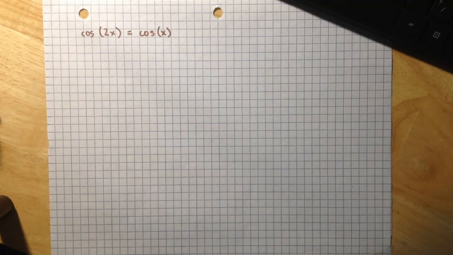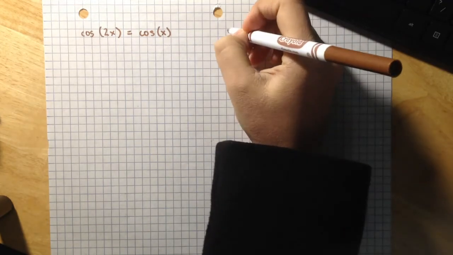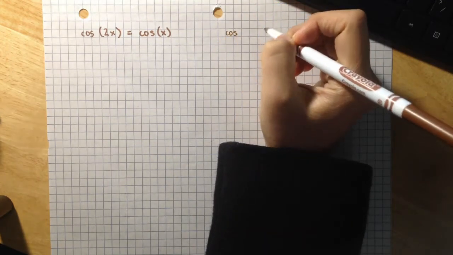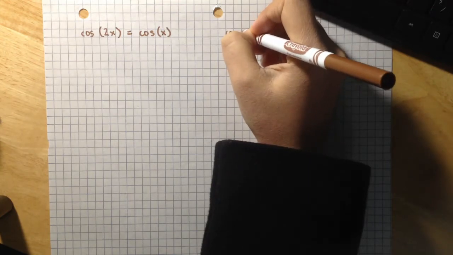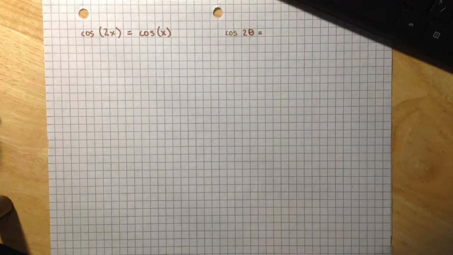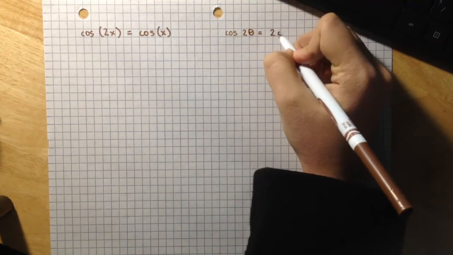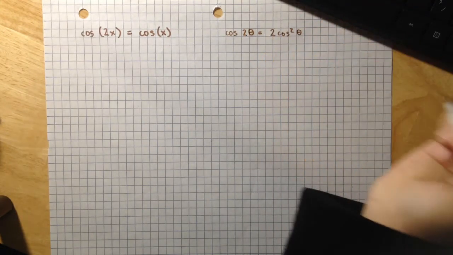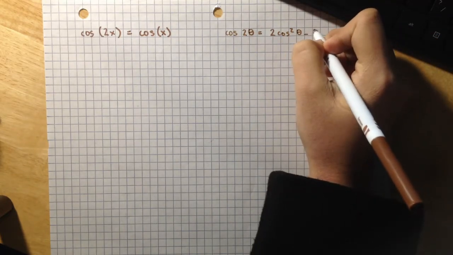We are asked to solve the following equation: cosine of 2x equals cosine of x, and to give exact solutions which lie within the unit circle. So cosine of 2x is a double angle identity. Cosine of 2 theta is equal to 2 cosine squared theta minus 1.